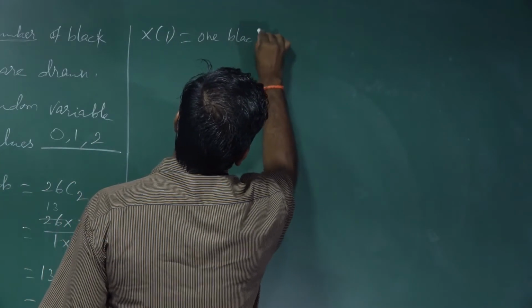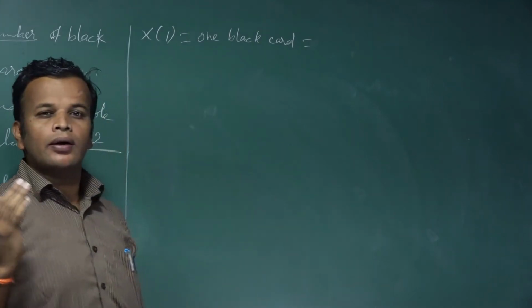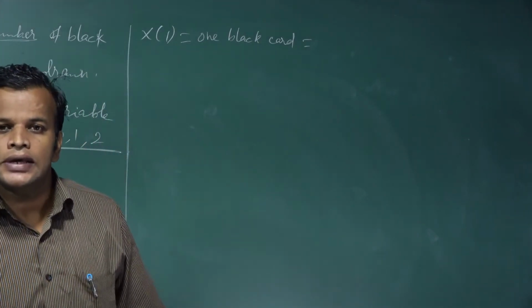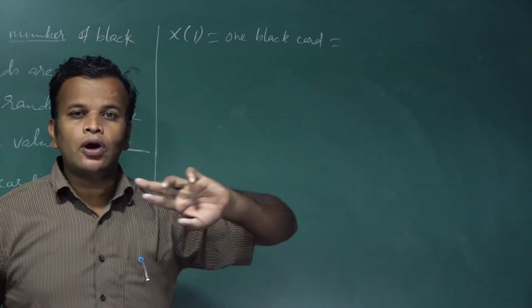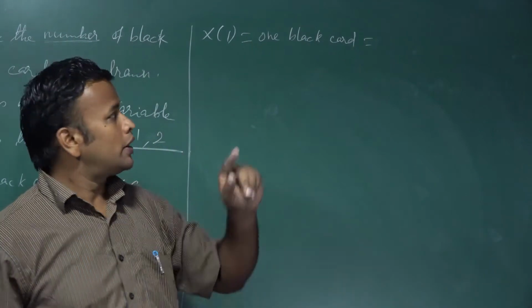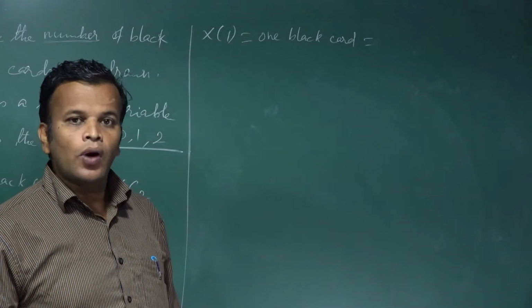1 black card. It's very important. One black card means the other one has to be a red card. So to write all the values, we assume 1 black card. But how many cards will we take? 2 cards. So if one is black, the other one comes red. So how do we write this? 1 is a black card.